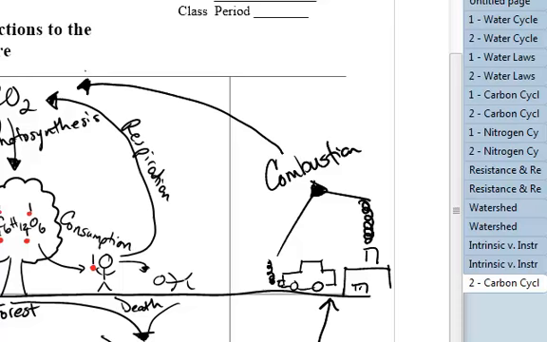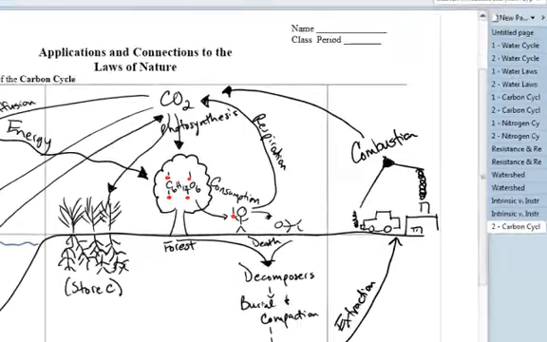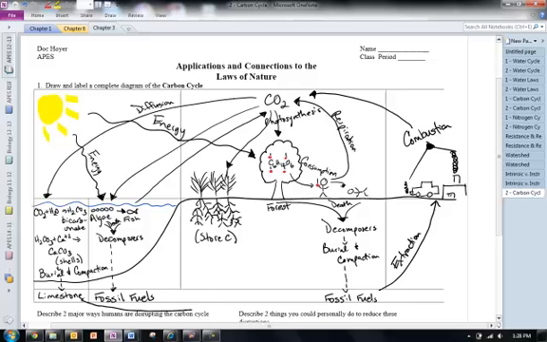The last thing we're going to add is this limestone that was made through the burial of the seashells, which will eventually be brought up and used for cement and buildings and other things that we use as humans.